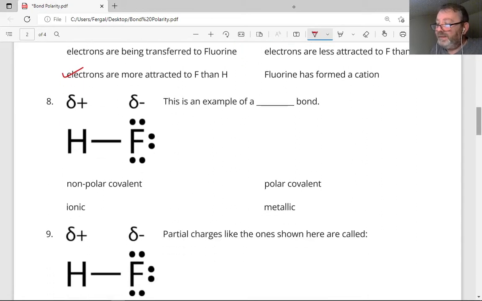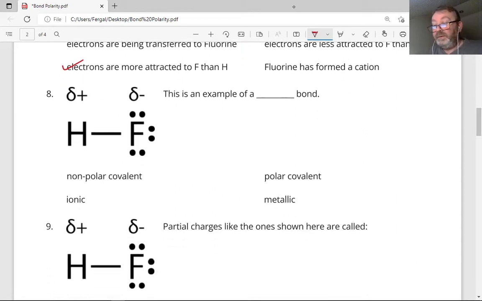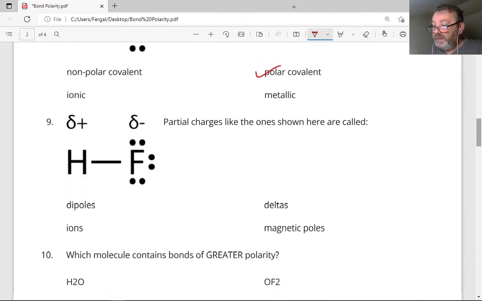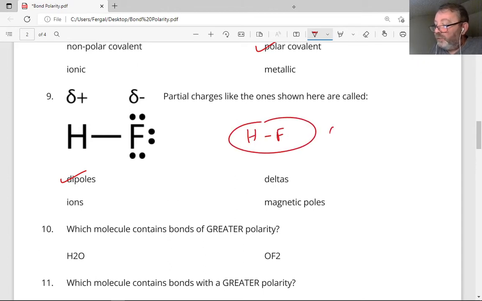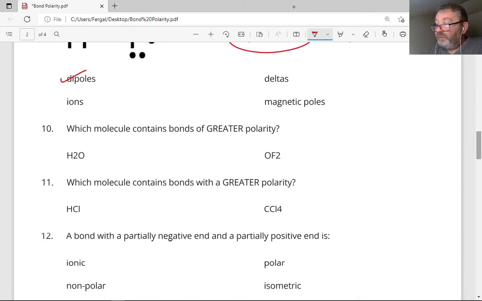In question 8, this is an example of a, well, there's a bond between H and F, but there are delta charges on top. So that is a polar covalent molecule. Question 9. Partial charges like the ones shown here are called dipoles. And I've said that every time you put the partial charges up there, you form a dipole. So the old HF molecule itself, the whole thing is a dipole, because delta negative goes over fluorine and delta positive goes over hydrogen.